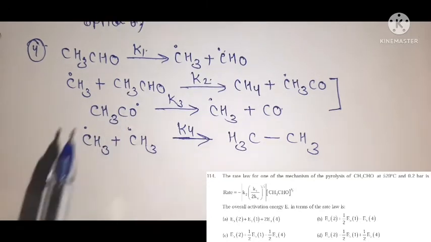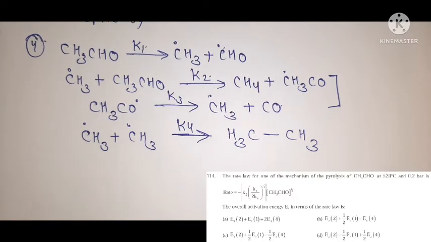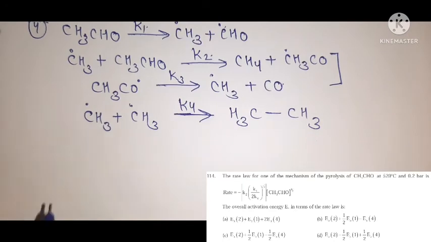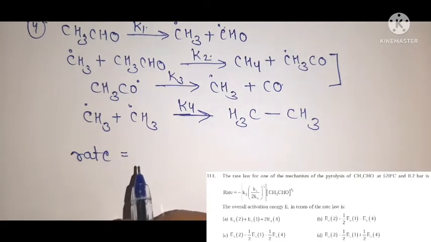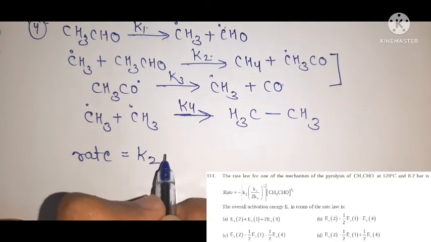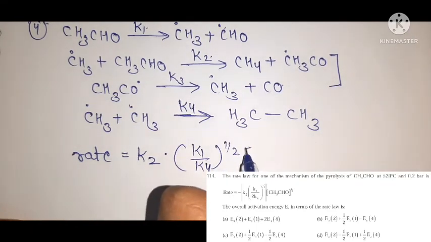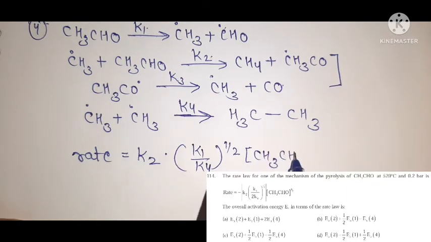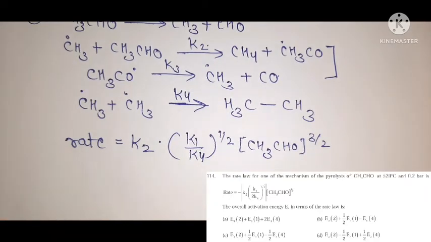Okay, now when you solve the calculation for finding the rate law for this complete mechanism, applying SSA and the other required calculations, we must find the rate law. The rate law for this pyrolysis of acetaldehyde is K2 into (K1 upon K4) to the power 1/2 into [CH3CHO]. This rate law is coming out for this complete reaction.